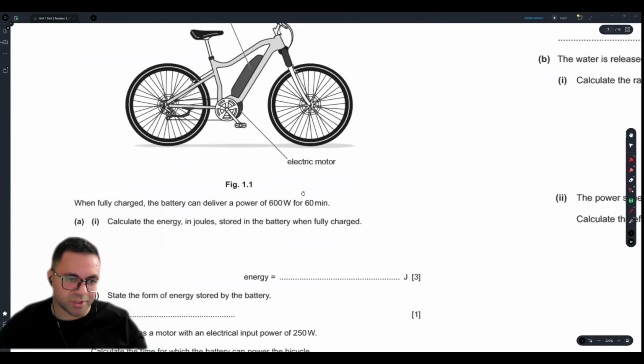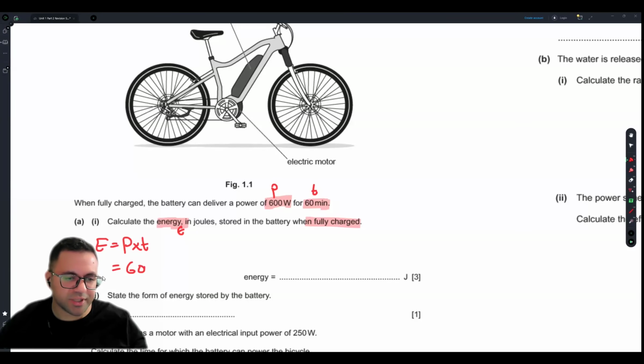When fully charged, the battery can deliver 600 watts for 60 minutes. Calculate the energy in joules. So we calculate the energy in joules stored when the battery is fully charged. I have power. I have time. I need energy. Oh, that's easy. Power is energy over time, so energy is power times time. Power is 600 and the time is 60.